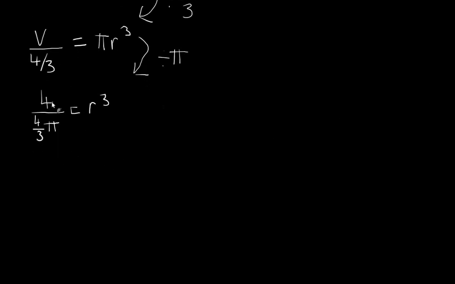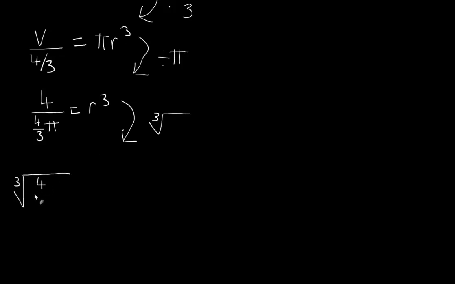Okay, and then the final bit, which was the first thing we would have done to r, which is the last thing we're going to do when rearranging, is to get rid of this cubed. And the opposite of cubing is to cube root. So we're going to cube root both sides. Now again, it's not particularly neat, but that's okay.